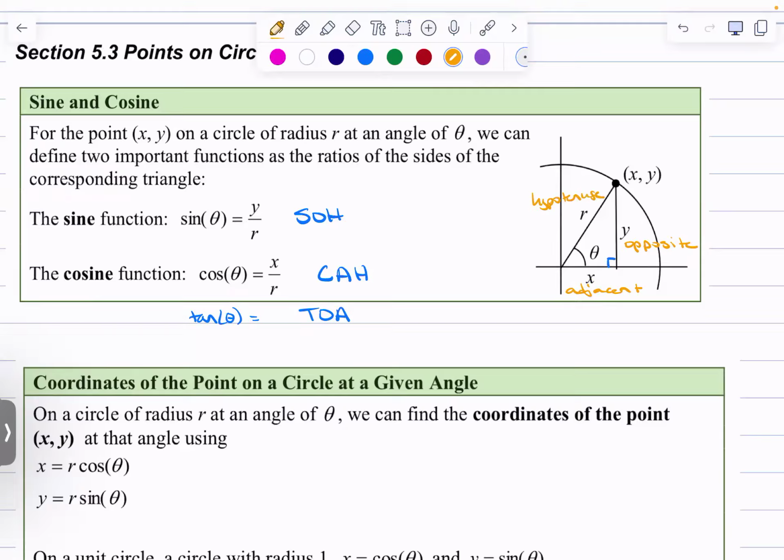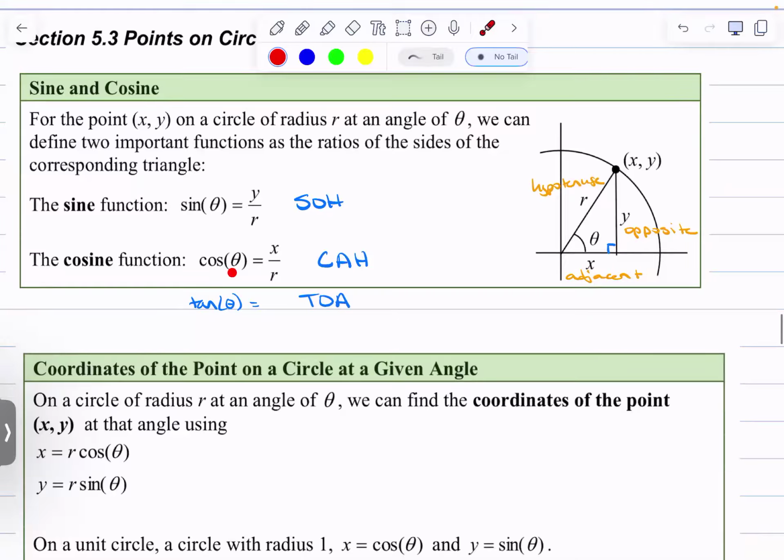So your O is your Y, your A is your X, and your H is your R. Which means that the sine of theta would be the opposite over hypotenuse, which means it's y over r, in terms of if you have the radius. Now the cosine of theta is the adjacent over the hypotenuse, which means it's x over r.